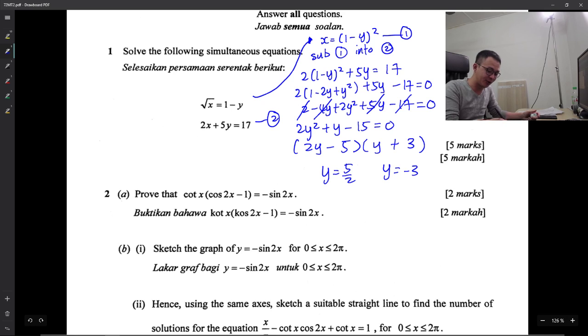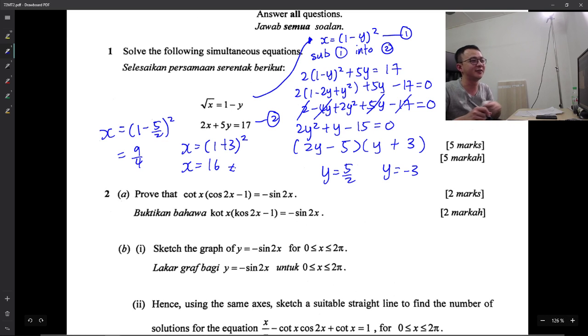And then I will sub into equation 1 here. So I will get x equals 1 minus 5 over 2 squared. You can type this in your calculator; it should be negative 3 over 2, so it will be 9 over 4. Or the second one, 1 minus negative 3, 1 plus 3 squared, x will equal 16. This is just a very simple question. I hope there's no problem for you.